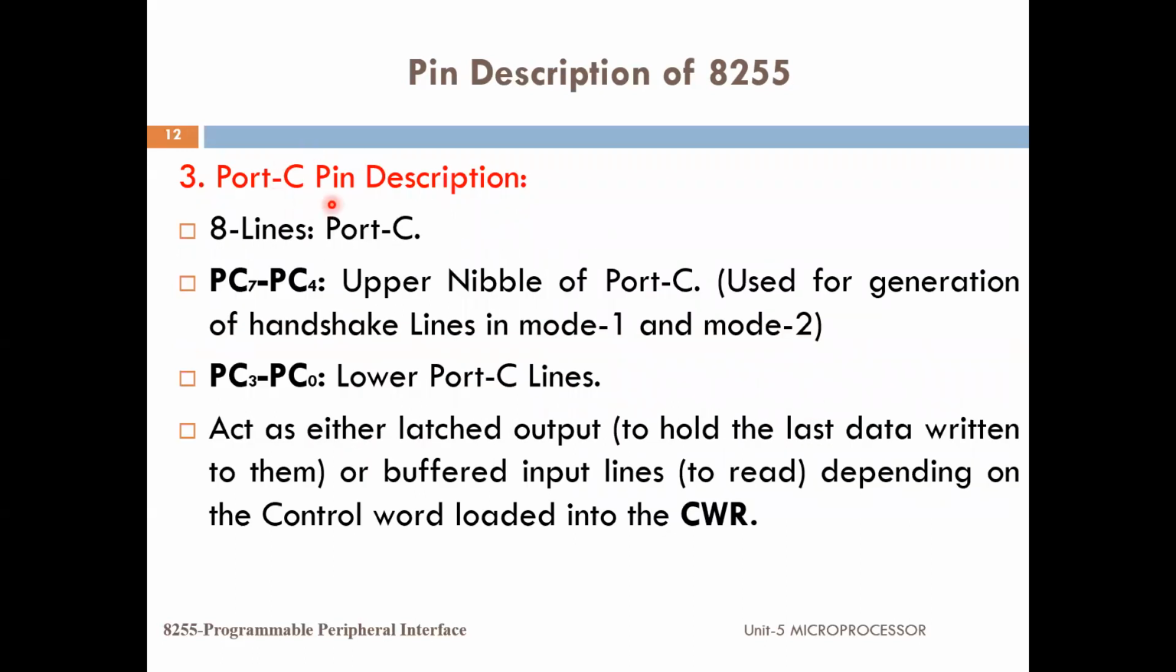Again, we have port C, which has 8 lines. PC4 to PC7 represent the upper nibble of port C, which is used for the generation of handshake lines in mode 1 and mode 2. These are the different operating modes of the 8255 that we will cover in the next lecture. And we have the port C lower lines, PC0 to PC3. These lines are also used as latched output and buffer input lines.